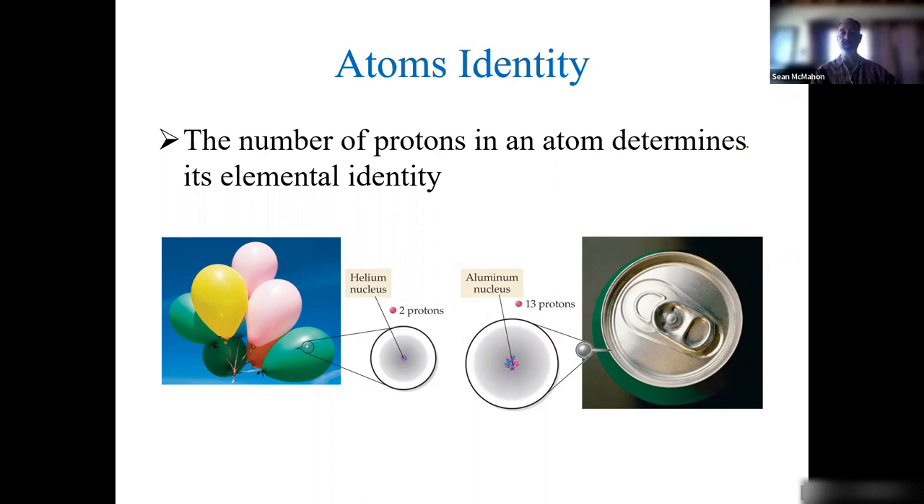Aluminum has 13 protons in the nucleus. That's what makes it aluminum. So all aluminum atoms, right? So this aluminum can just has a bunch of aluminum atoms. This helium balloon just has a bunch of helium atoms in it, okay? Each atom of helium has 2 protons in the nucleus. Each atom of aluminum in the nucleus has 13.